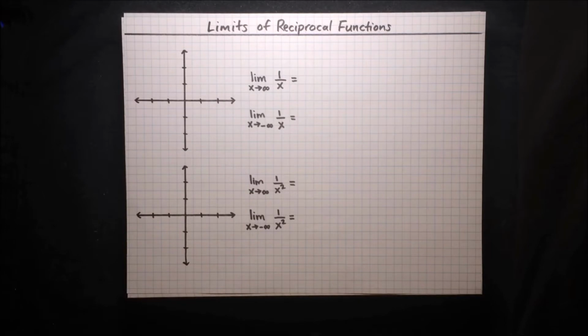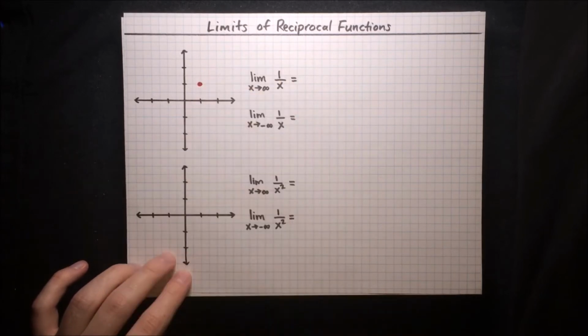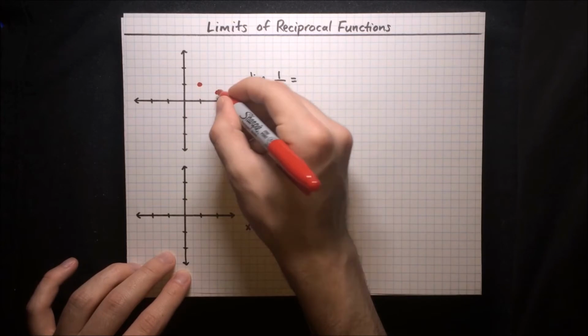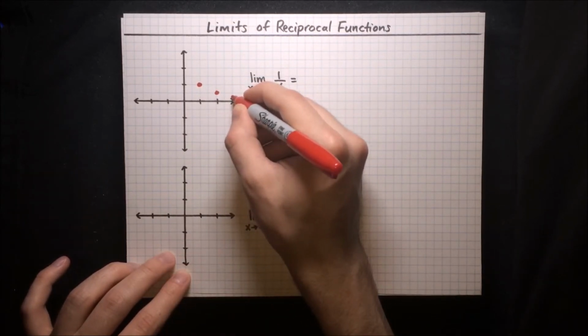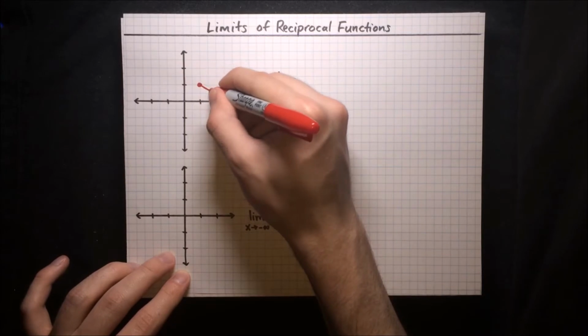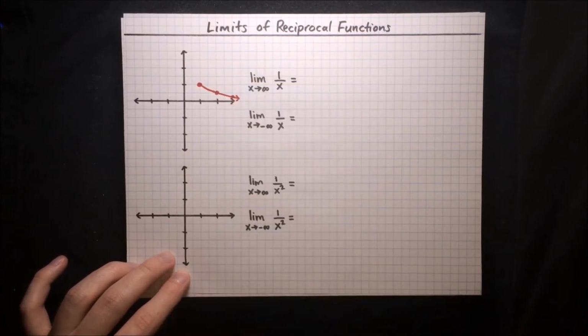Well, why don't we think about plugging in some points. When we plug in x equals 1, the output is 1, so that corresponds to the point (1, 1) on the graph. When we plug in x equals 2, the output is a half, so (2, 1/2). Then it goes (3, 1/3), and so on. So we see that the graph is following a path downward with an asymptote at the x-axis.